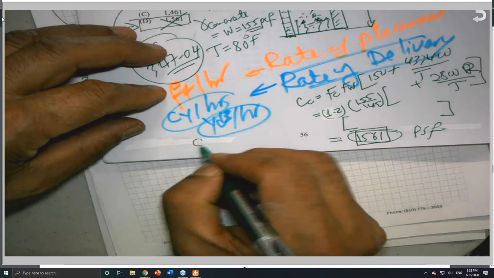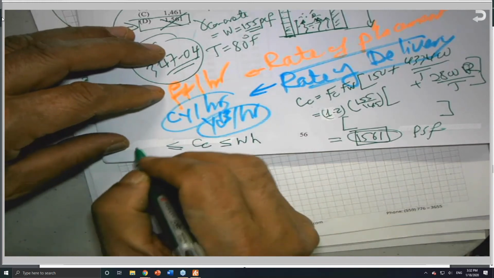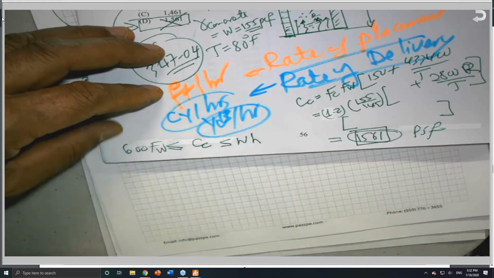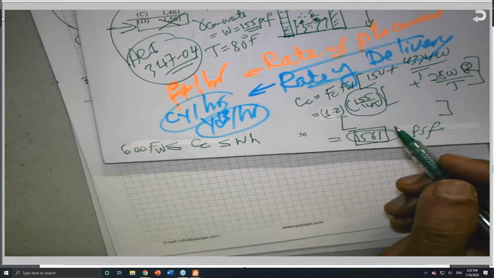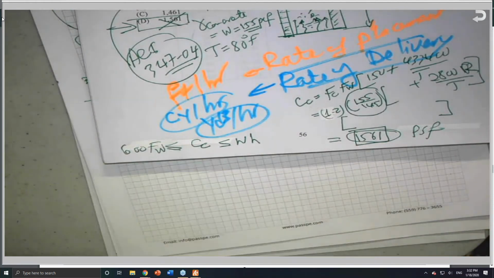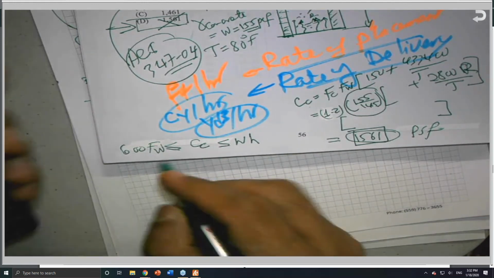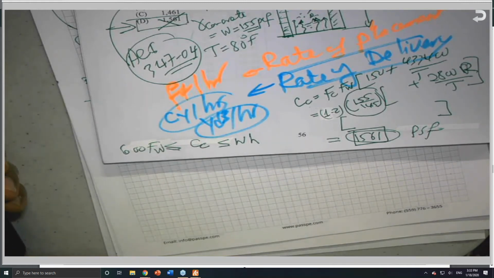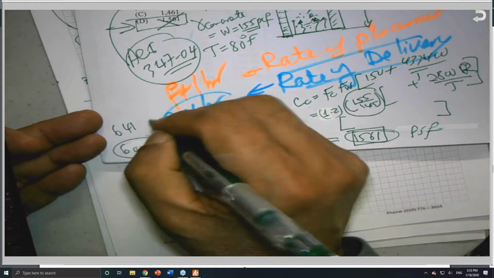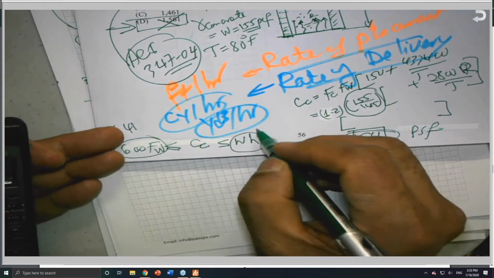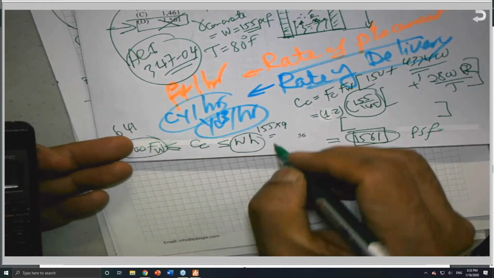So we'll say that the C sub C should be less than or equal to WH, and it should be greater than 600 F sub W. F sub W is this one here, which is 155 over 145. So I need to calculate that to make sure that I did not violate the code. So 600 times 155 divided by 145, I get 641. This number here is 641. But this number here is 155 times 9, so 1395.